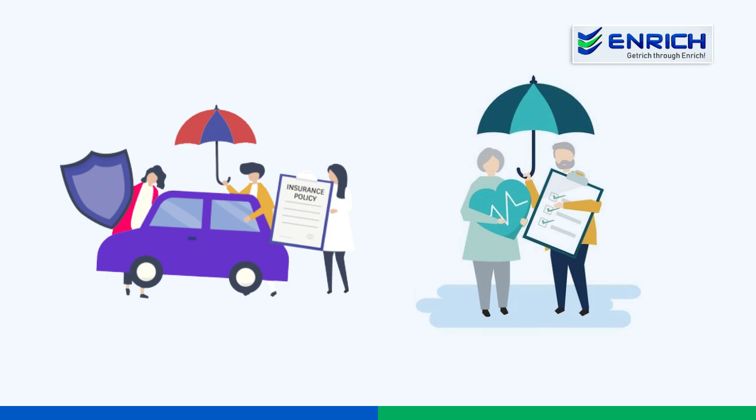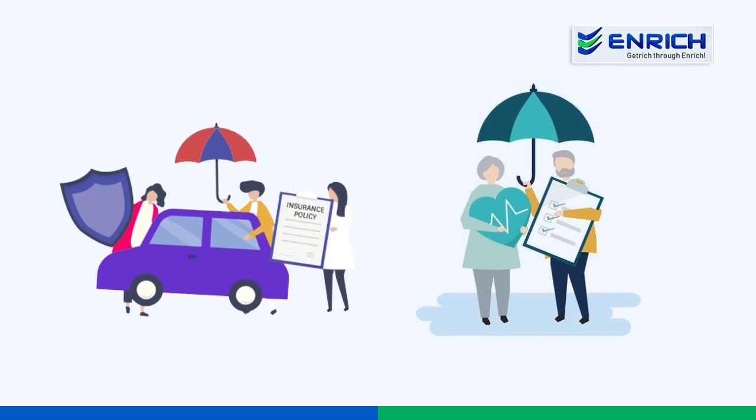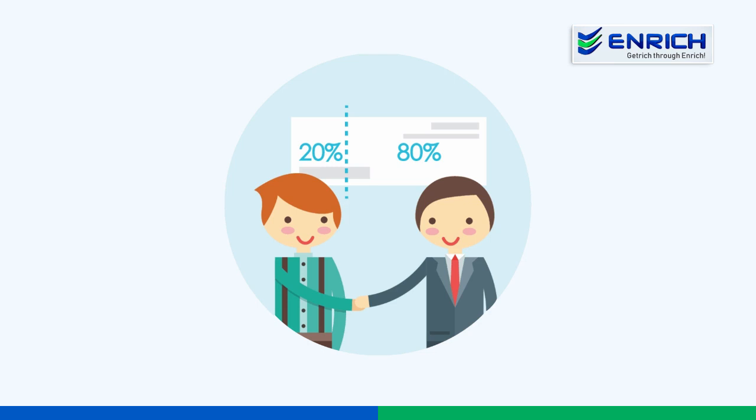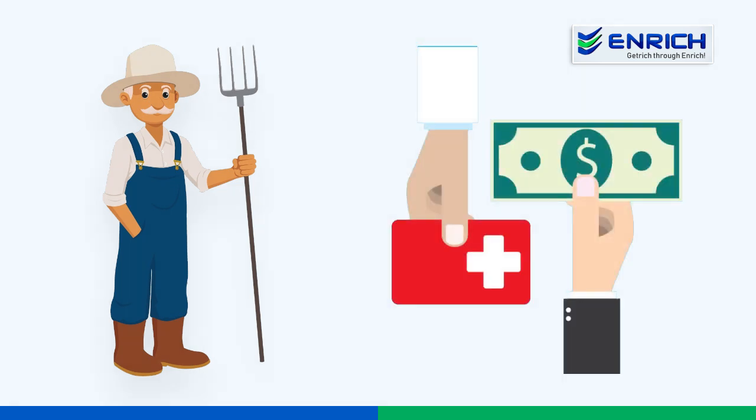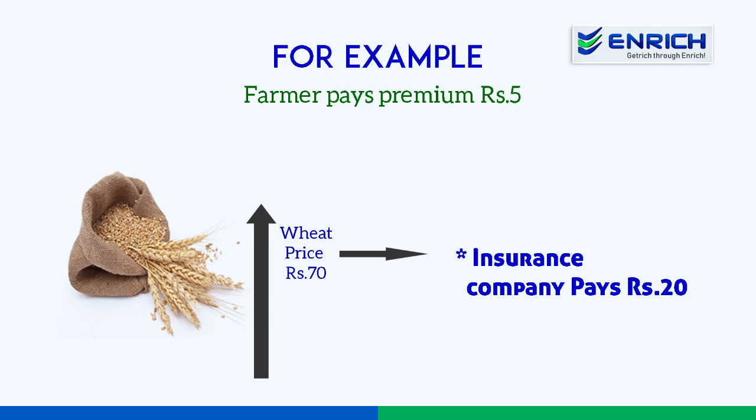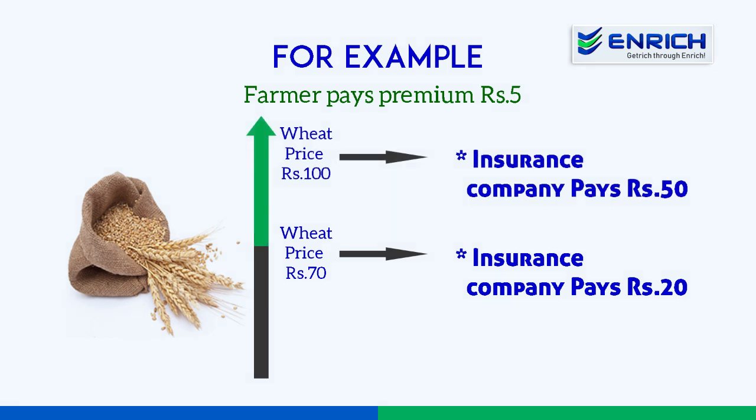So what happens when you take an insurance? You have to pay a premium, right? And the insurance company takes care of the expenses incurred by you, right? Likewise, the farmer also has to pay a premium when he enters into an options contract. So say for example, he pays a premium of Rs 5. Now when the price of wheat goes up, the insurance company will pay him the extra money of Rs 20. Now even if the price goes to say Rs 100, the farmer will get the extra 50 for his wheat.